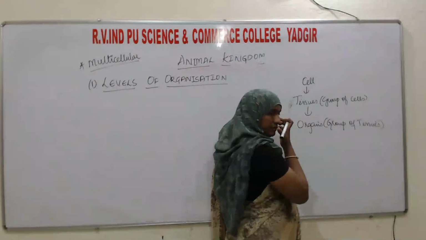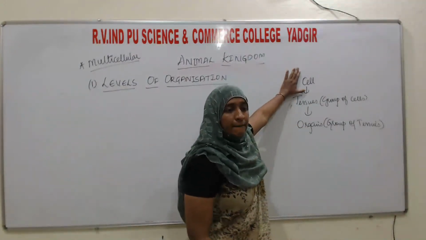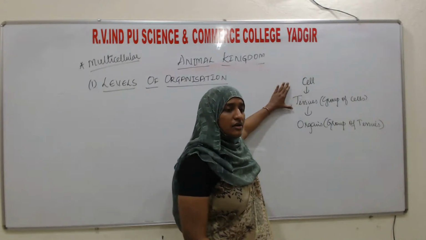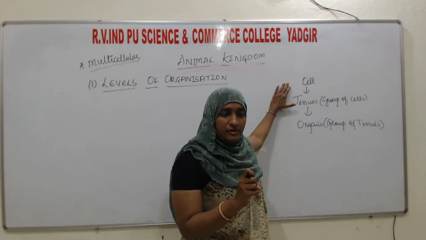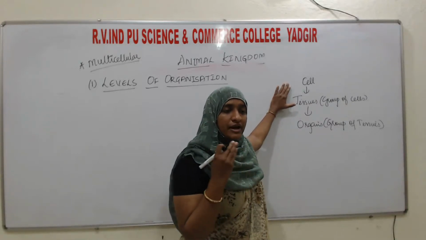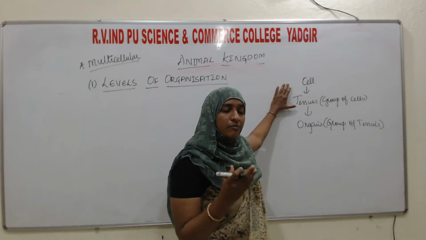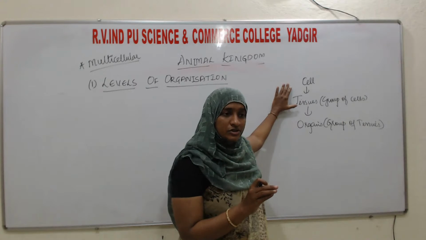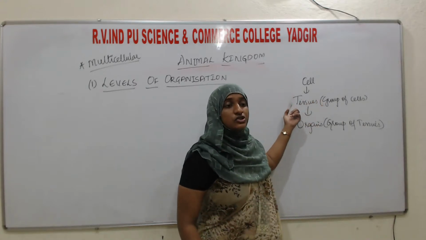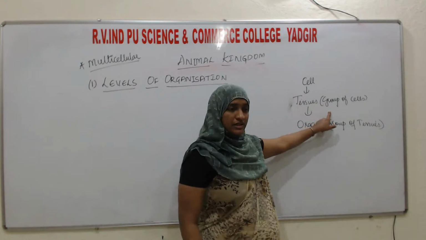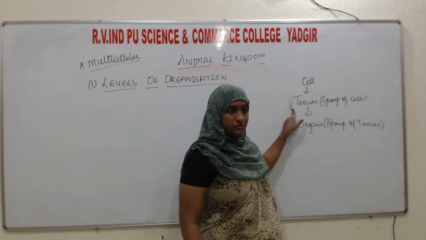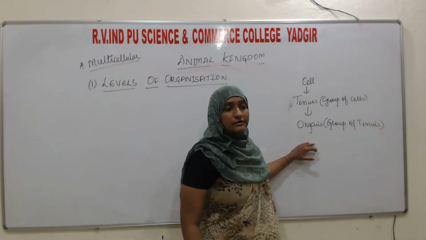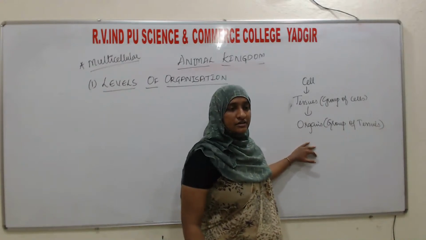So cells are the basic structural and fundamental unit of life. If some cells are grouped together, have the same shape and structure, and perform the same function, then we call them tissues. That means a group of cells is known as tissue. The next level is the organ.